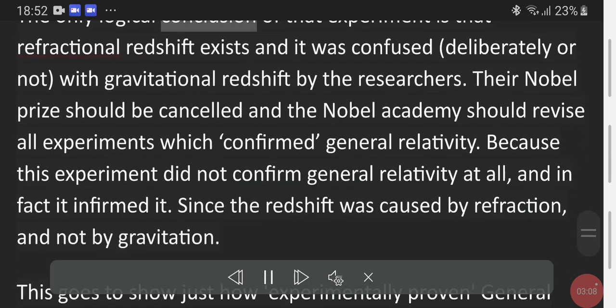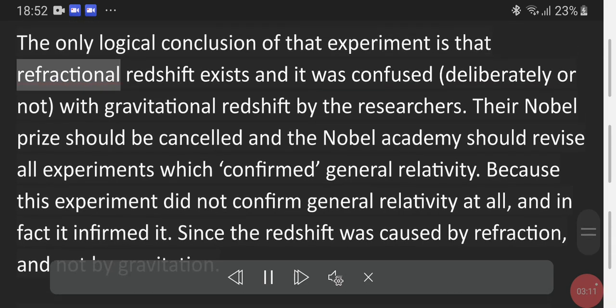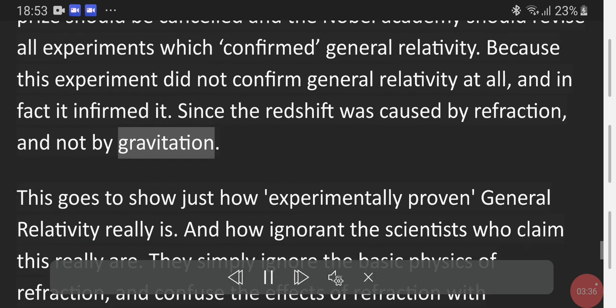The only logical conclusion of that experiment is that refractional redshift exists and it was confused, deliberately or not, with gravitational redshift by the researchers. Their Nobel Prize should be cancelled and the Nobel Academy should revise all experiments which confirmed general relativity. Because this experiment did not confirm general relativity at all, and in fact it infirmed it, since the redshift was caused by refraction, and not by gravitation.